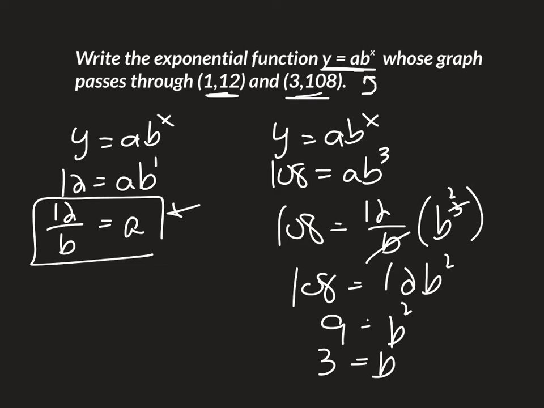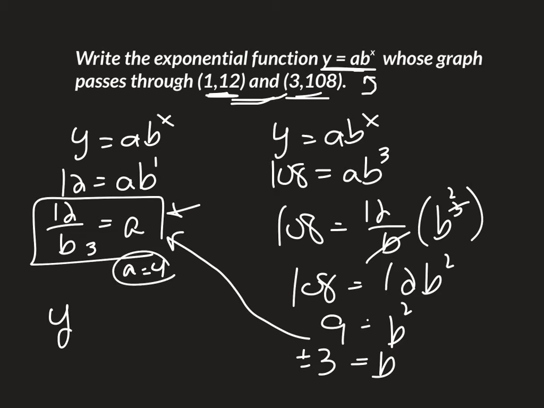Now, I would get plus or minus 3 right here, but I know it's exponential growth because it's going from 12 to 108. I can tell it's going up, so I know the b has got to be positive there. So I'm going to write my answer right here. Well, before I do that, I need to find my a. To find a, I'm going to put the 3 in where the b was. 12 divided by 3 is 4. So I know for a fact that a is 4.